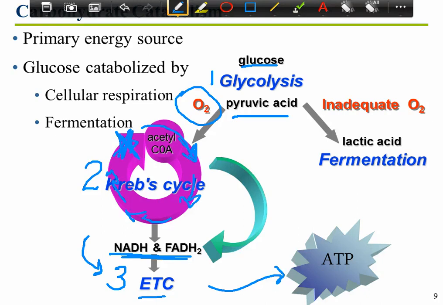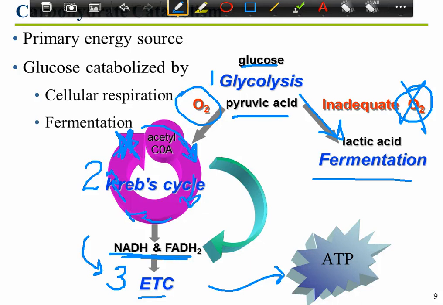Now, let's go to the right. If there is not enough oxygen, or if the cell does not have the enzymes needed for the Krebs cycle, I'm not talking about your cells, but there are a lot of bacteria that just don't have these enzymes, then it's got to go an alternative path. It can't go aerobic respiration. It's got to go an anaerobic route called fermentation.